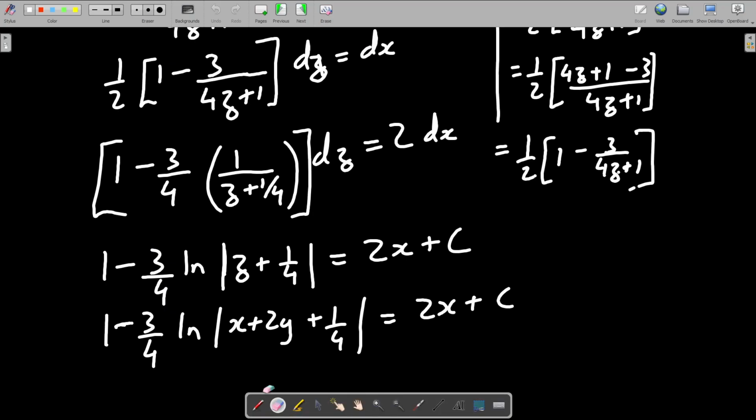So here there's a mistake, no? So this will become z. This will become z and this will become x plus 2y. Okay. So this will be my final answer.